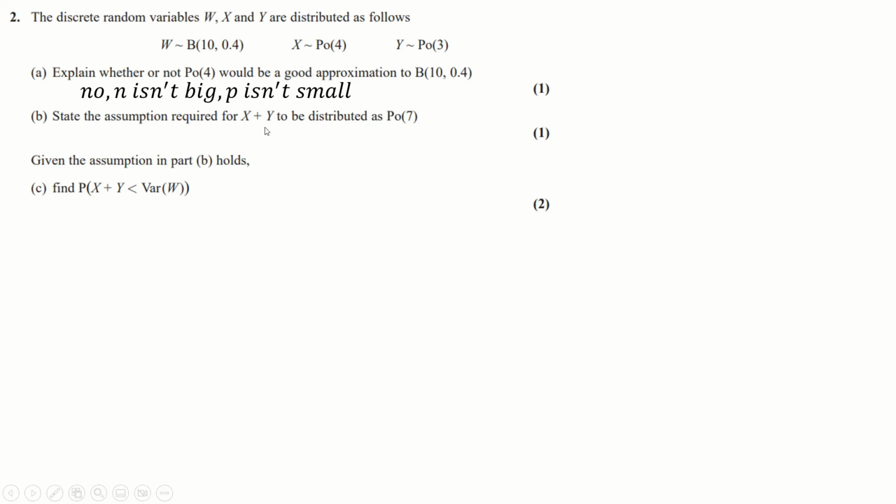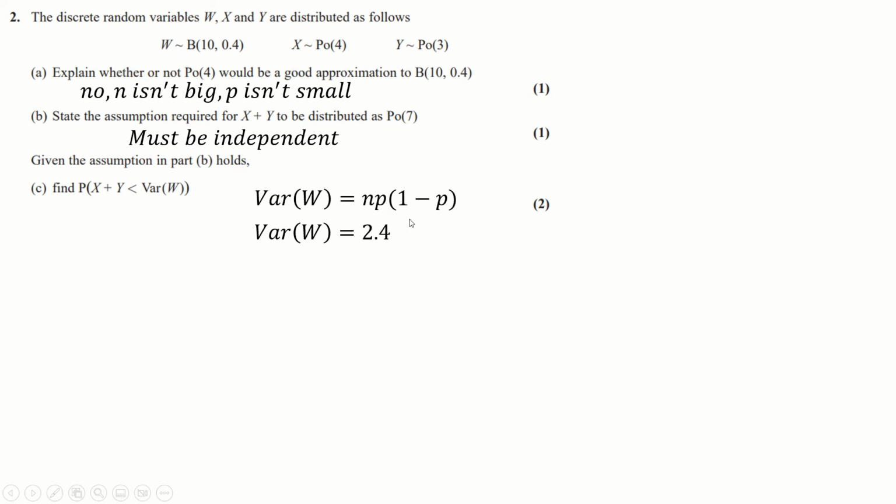Say the assumption for this to be distributed as this. It's always a good shout to whack out the word independent. They've got to be independent. Just if you're unsure, just write the word independent and you'll be good. Find this here. So what's the variance of W? So the variance of a binomial is np times 1 minus p. Of course, n is 10, p is 0.4, so we just shove those numbers in, we get this.